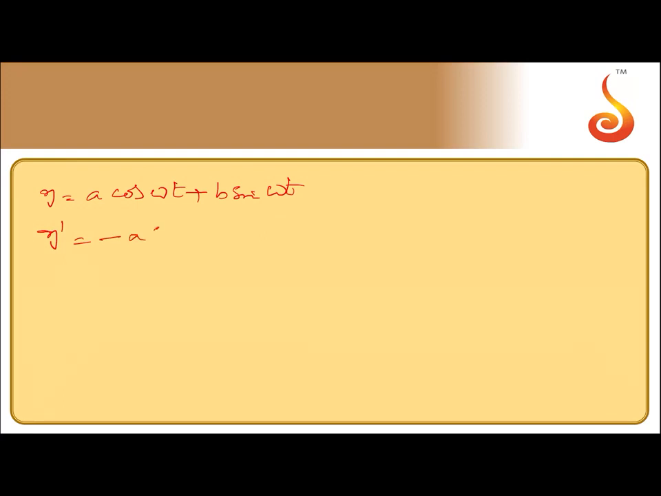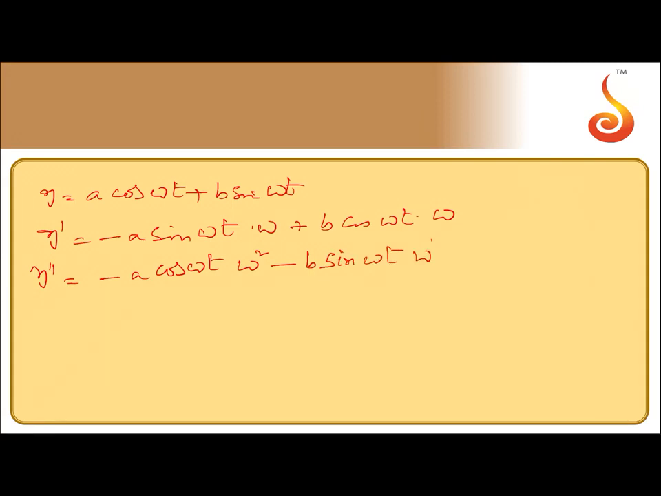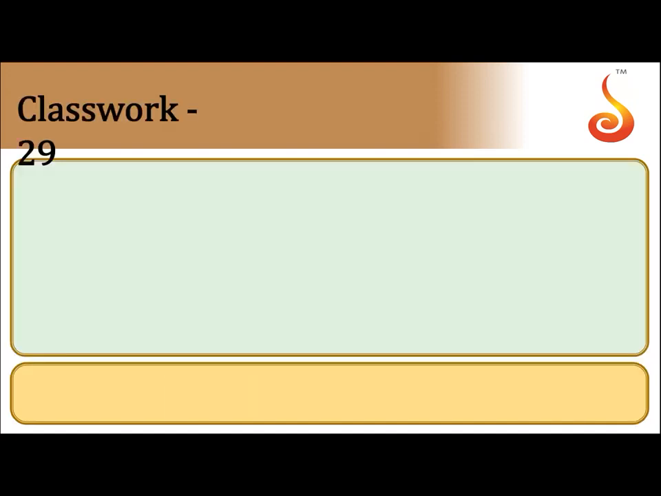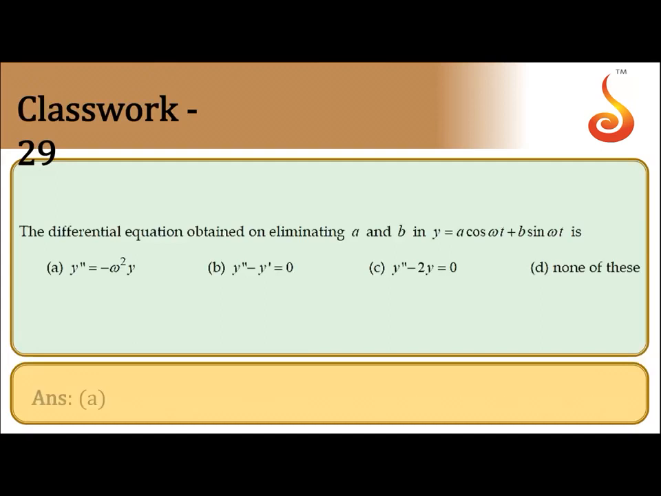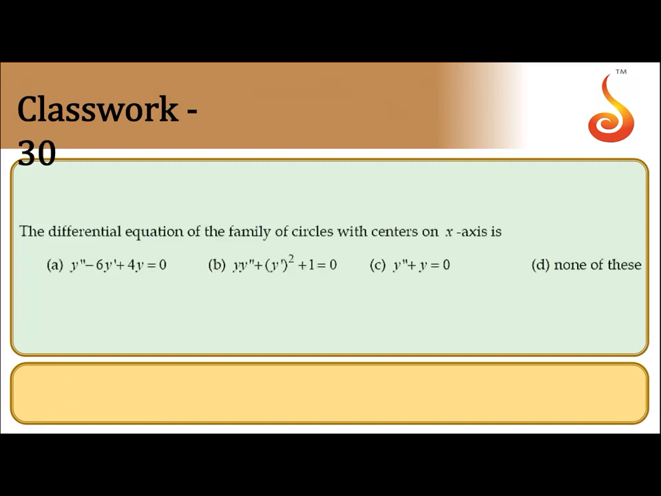Differentiate once, you'll be getting y dash equal to minus a sin omega t into omega plus b cos omega t multiplied by omega. Again differentiating, minus a cos omega t into omega square and minus b sin omega t multiplied by omega square. Minus omega square taken common, you get nothing but y. So y double dash plus omega square y is equal to 0. So y double dash is equal to minus omega square into y.